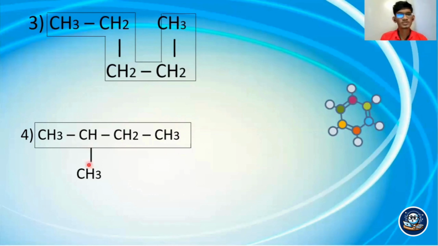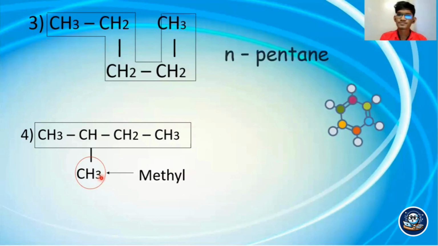So the next step is box the longest carbon chain and circle the methyl branch. So we have boxed the longest carbon chain and we have circled the methyl branch. Okay, circle the branch. Next step, you have to check whether the branch belongs to the methyl group or not. CH3 means methyl. So yes, it belongs to methyl. Condition is fulfilled. Let us move on to the next condition.